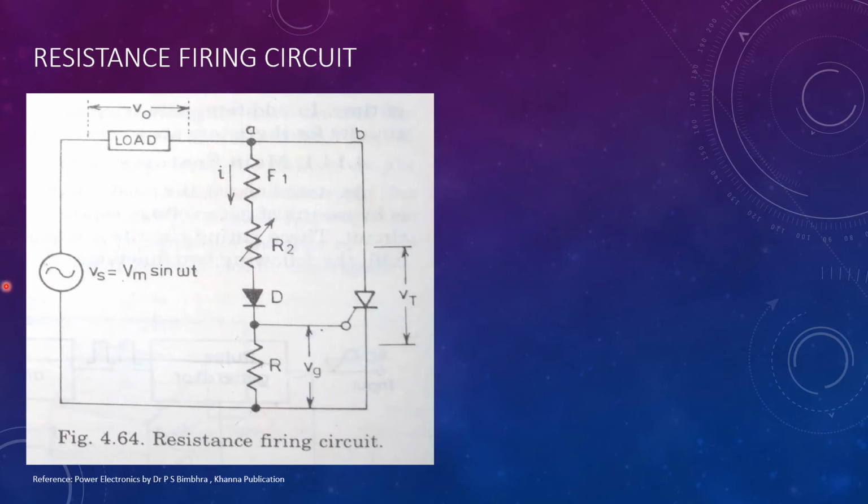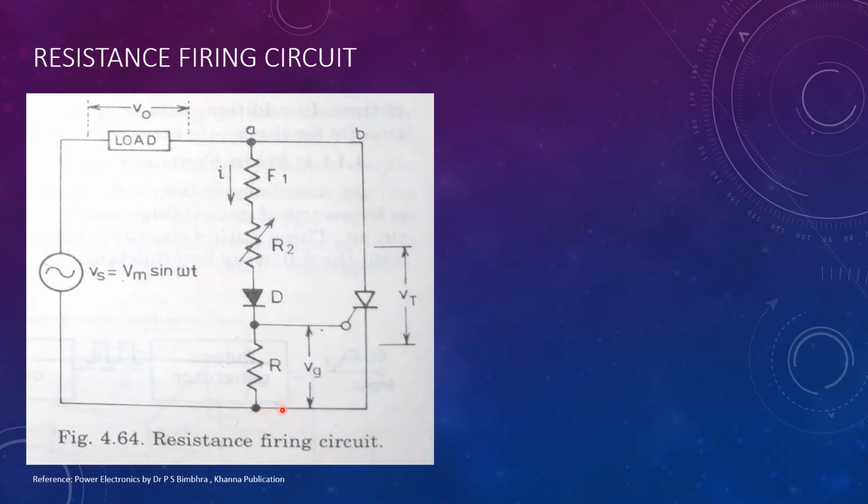The circuit diagram for a resistance firing circuit is as shown in this figure. A thyristor is a switching device and it is used to switch the load on and off. As shown in this circuit, a sinusoidal source Vs equal to Vm sin omega t is connected in series with the load and the thyristor. This thyristor is used to switch the load on and off.